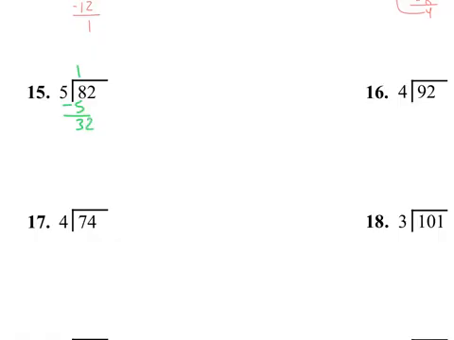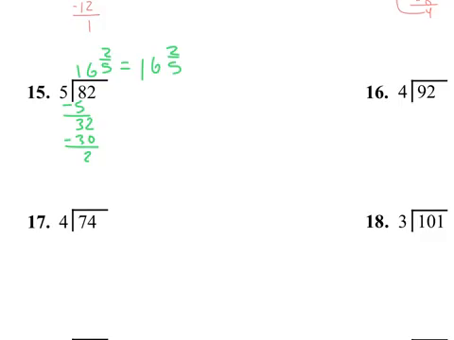Bring down the 2. How many times will 5 go into 32? 5 will go into 32 6 times. 6 times 5 is 30. Subtract those. I get 2. And when I rewrite this as a fraction in the simplest form, I get 16 and 2 over 5. Now, can I reduce the whole number? No. So it's 16. What's the greatest common factor between 2 and 5? The greatest common factor between 2 and 5 is 1. You got it. So when the greatest common factor is 1, you're done reducing. So my final answer is 16 and 2/5.